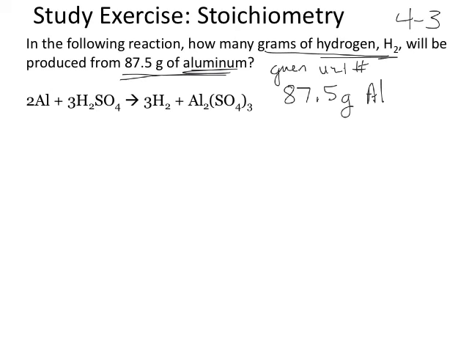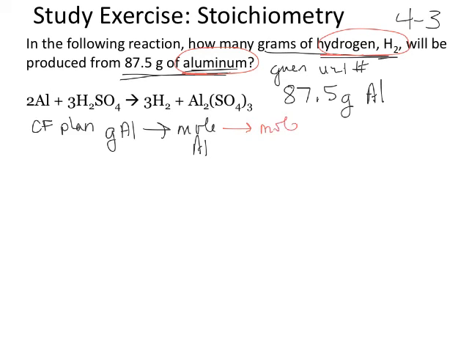And basically your conversion factor plan is going to be from your given, which is grams of aluminum, and you've got to convert this to moles of aluminum. The only way you can go from one substance or element to another substance or element is through what we call a mole-to-mole bridge. So you can go from moles of aluminum to moles of hydrogen. That's the only time you can change the actual element or compound on your reaction bracket.